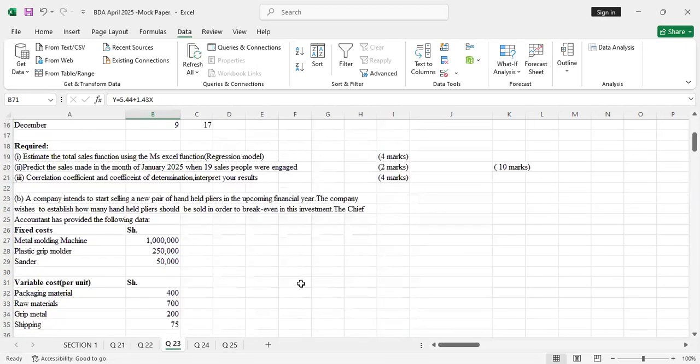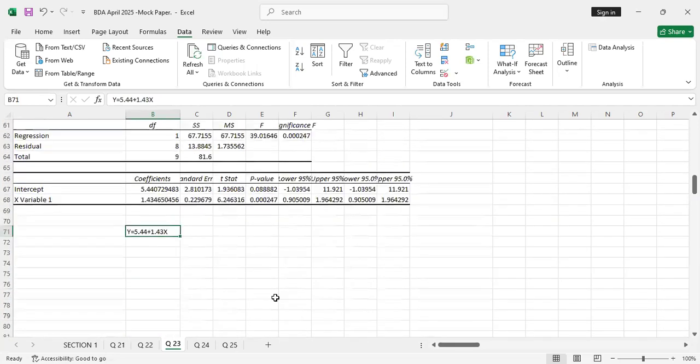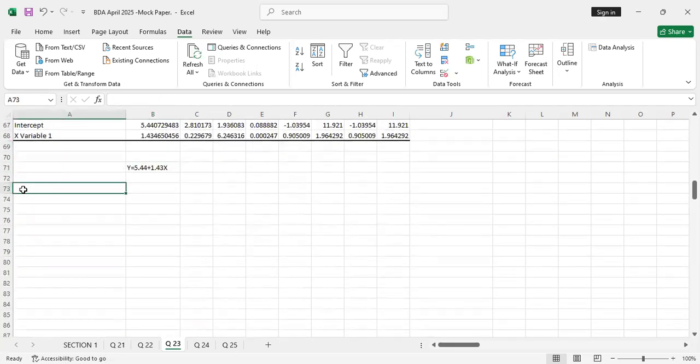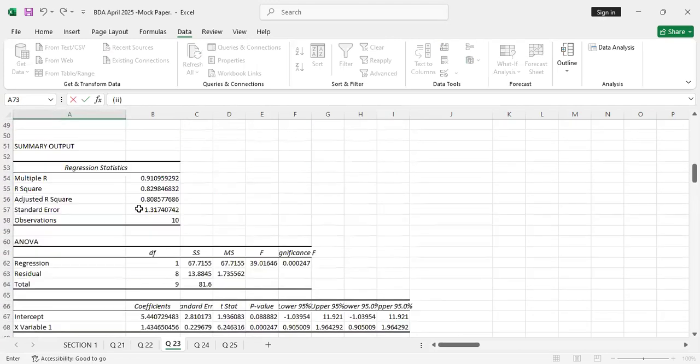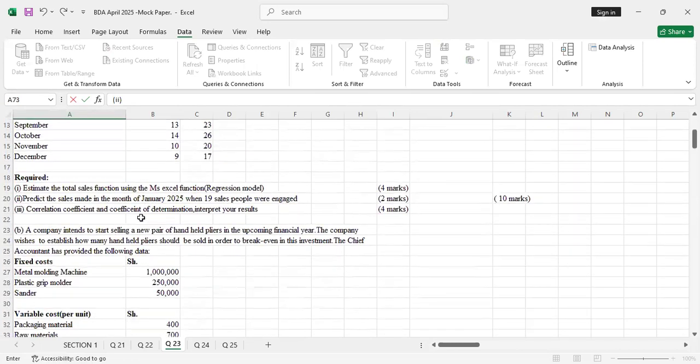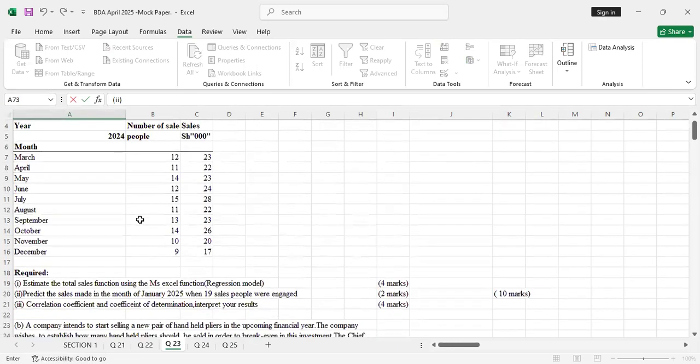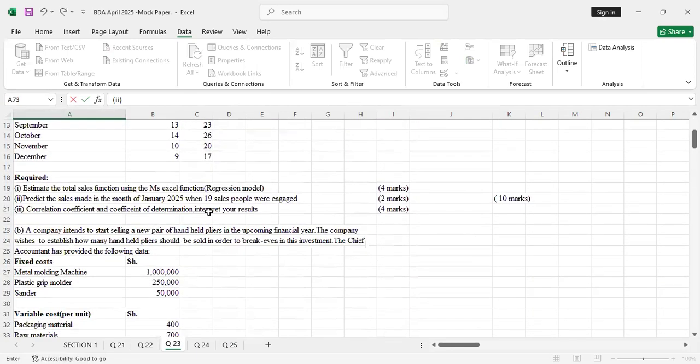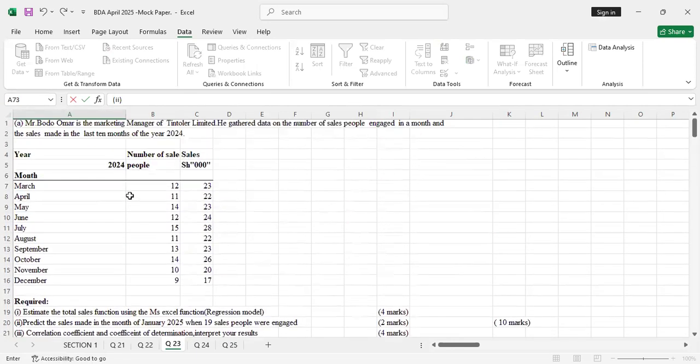So I'll go to part Roman 2. So what is the question on Roman 2? What is the examiner requesting us to calculate? Predict the sales made in the month of January 2025. Remember, this was for 2024, when 19 sales people were engaged.